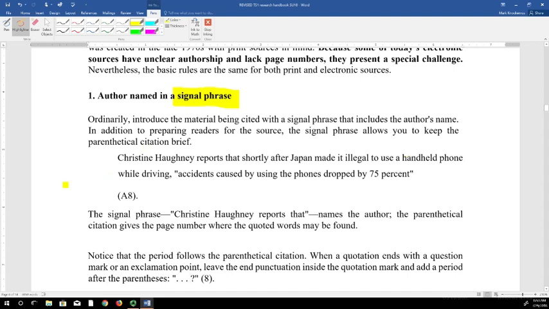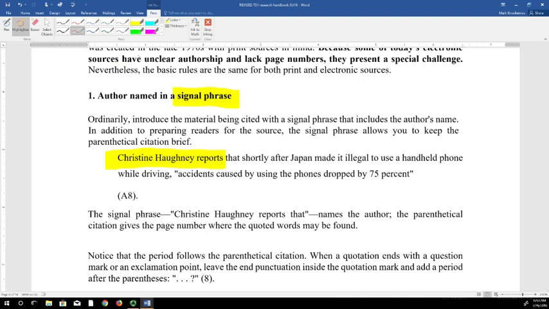Christine Hoffney reports that shortly after Japan made it illegal to use a handheld phone while driving, accidents caused by using the phones dropped by 75%. Now, what we mean by a signal phrase. Notice how this sentence started. What did we name? We named the author at the front of the sentence.